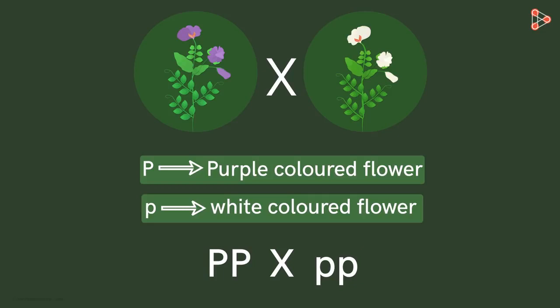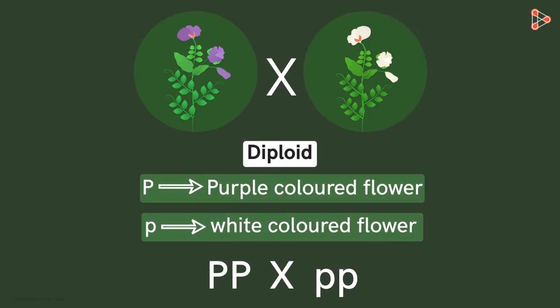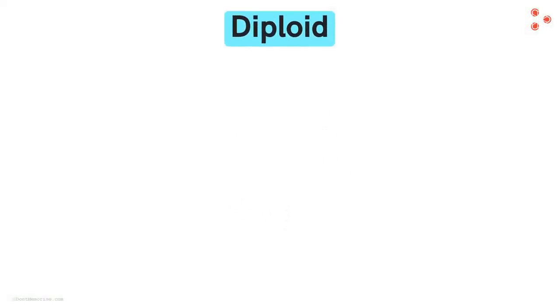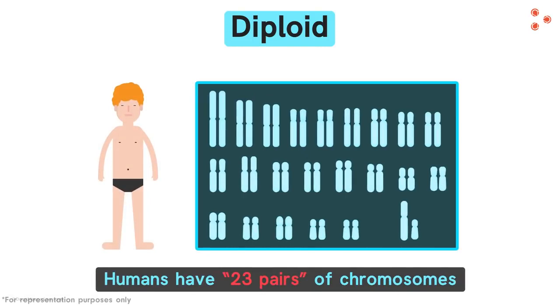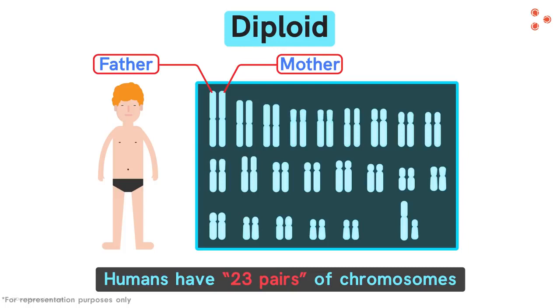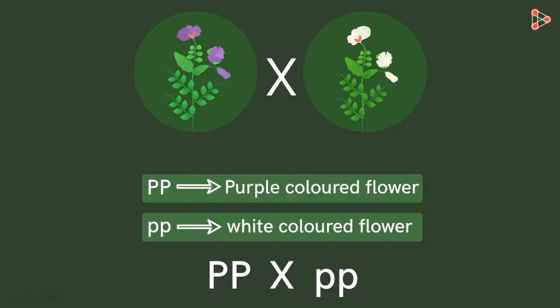Any idea why we have used the letter P twice here? It's simple. The green pea plant is a diploid plant. What does diploid mean? We have always come across the saying that humans have 23 pairs of chromosomes. That's because the chromosomes in us are always in pairs. Each set has 1 chromosome from each parent. This is nothing but the diploid nature. So when organisms have 2 sets of chromosomes, they are referred to as diploid organisms. Getting back to green peas, there are 2 sets of genes in it.